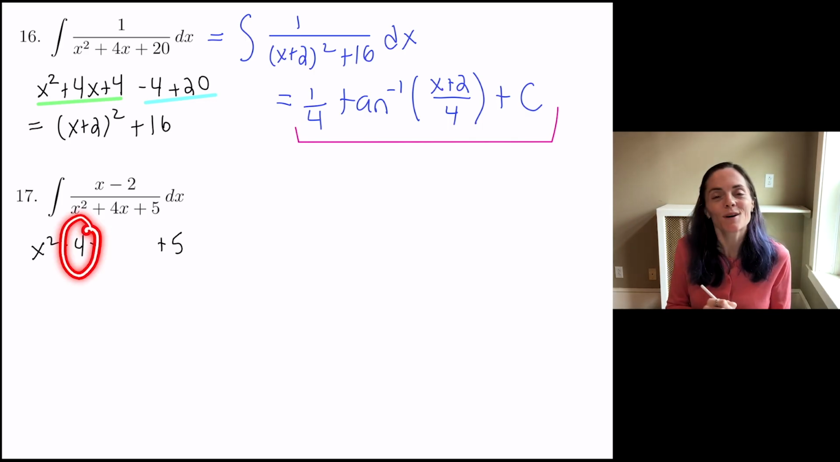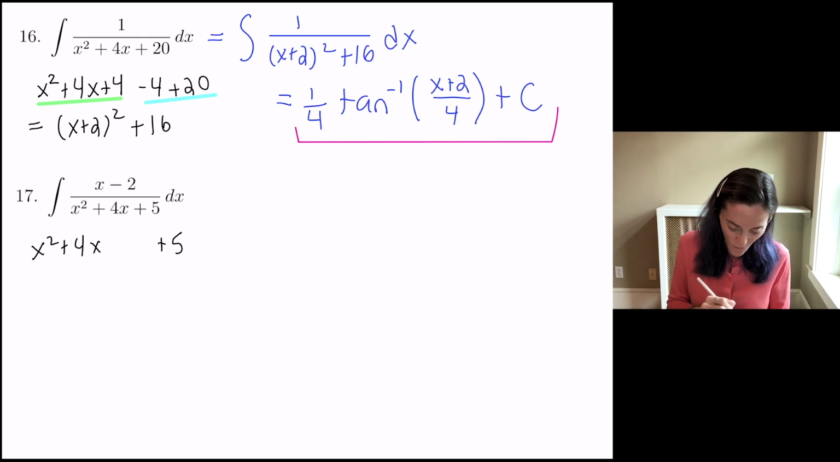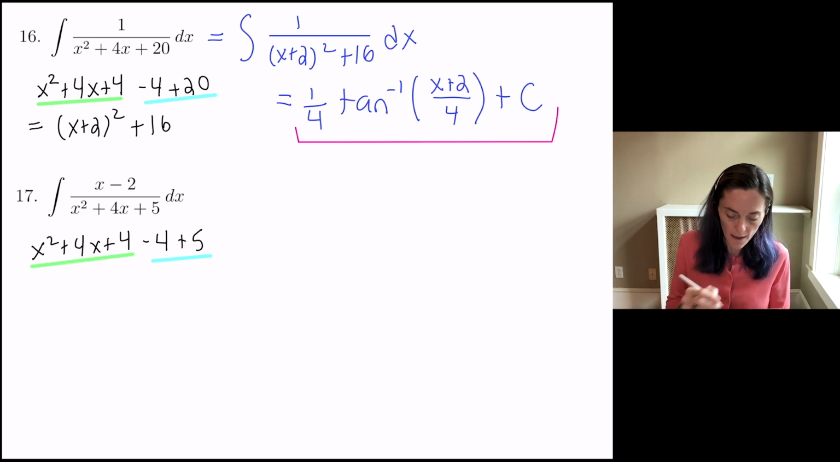We take this number, half of it, and square it. Just as in the one above, we have plus 4. And then we subtract 4 over here. And we group. Let's see. This one is blue highlighter. This one is green highlighter. Okay, I'm left with x plus 2 squared plus 1.